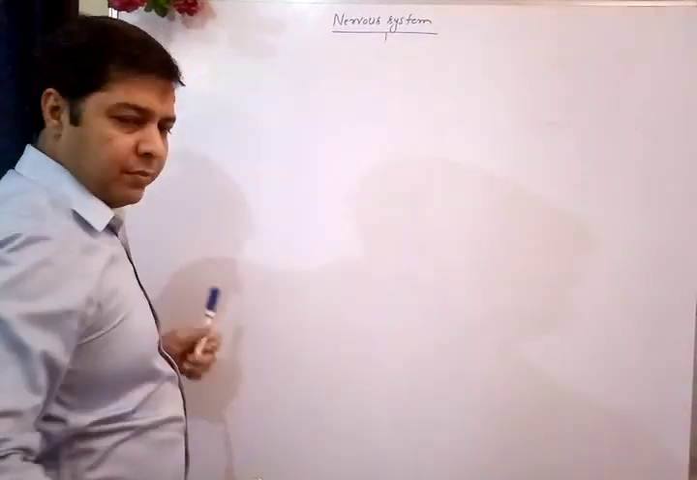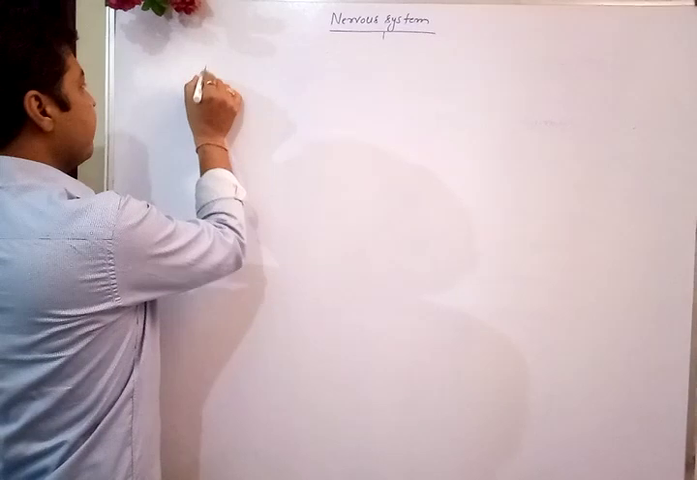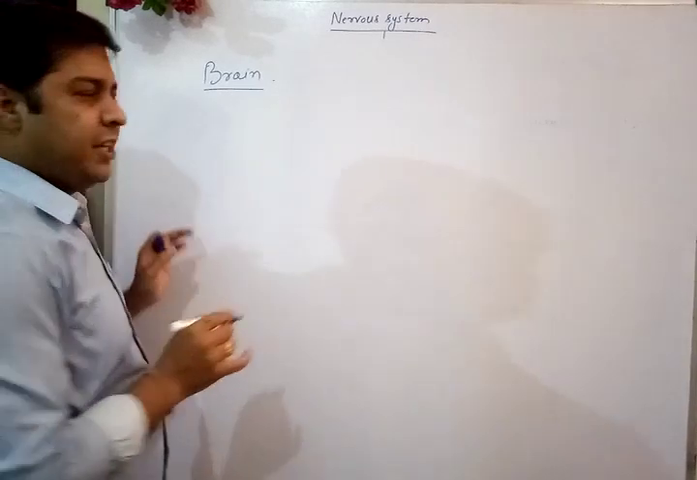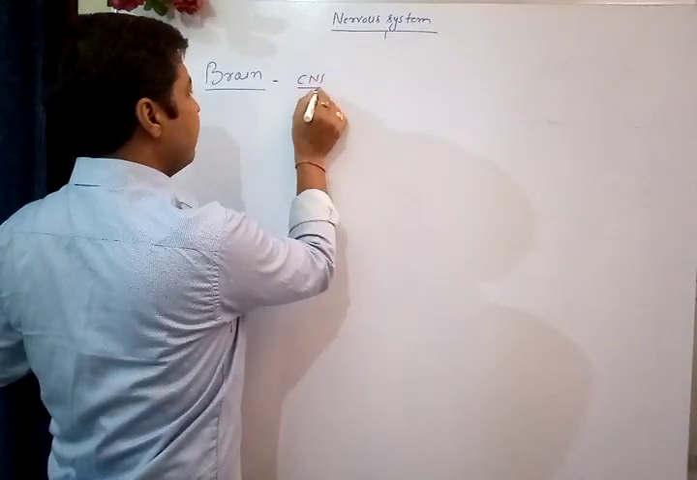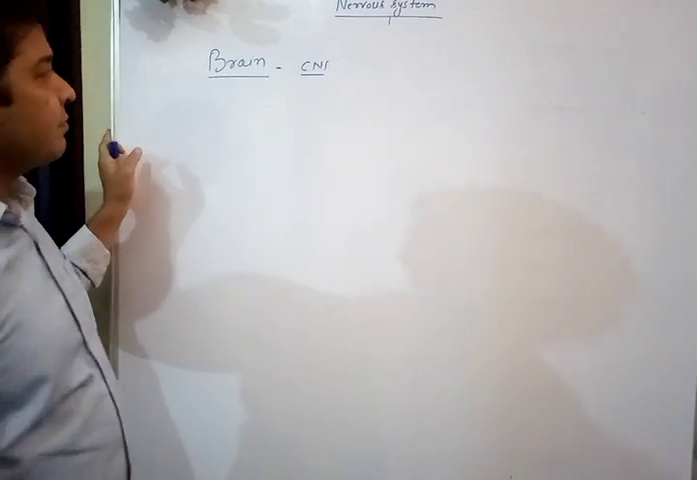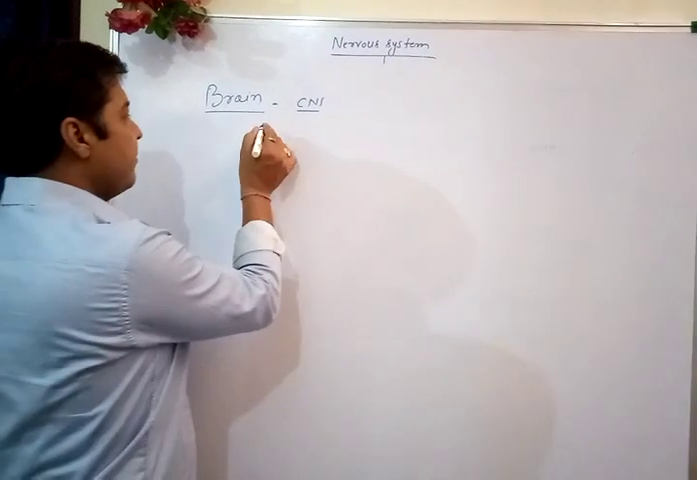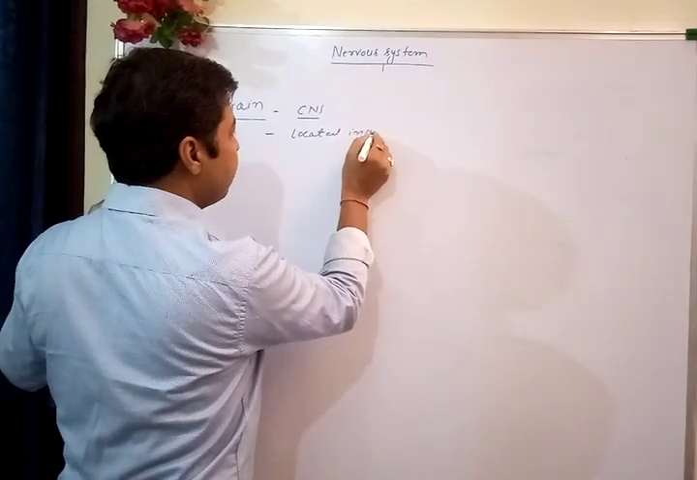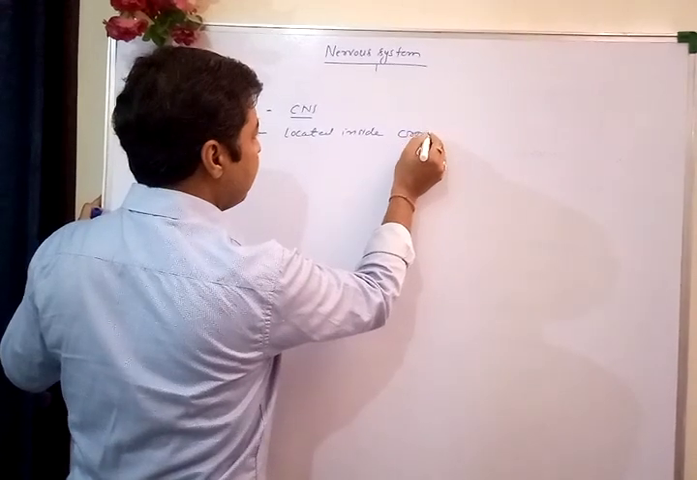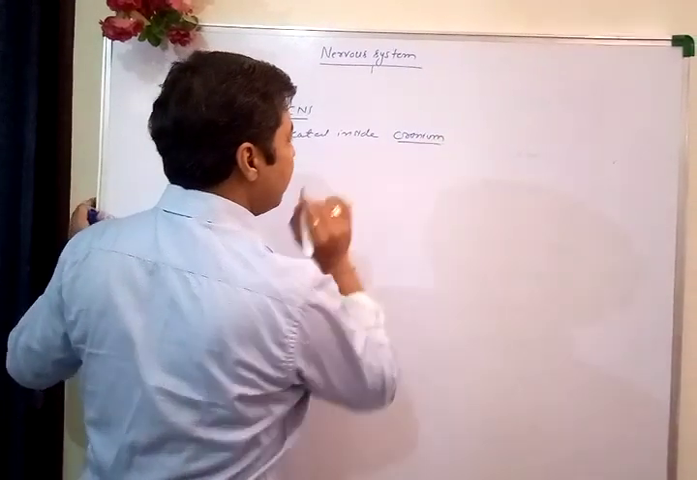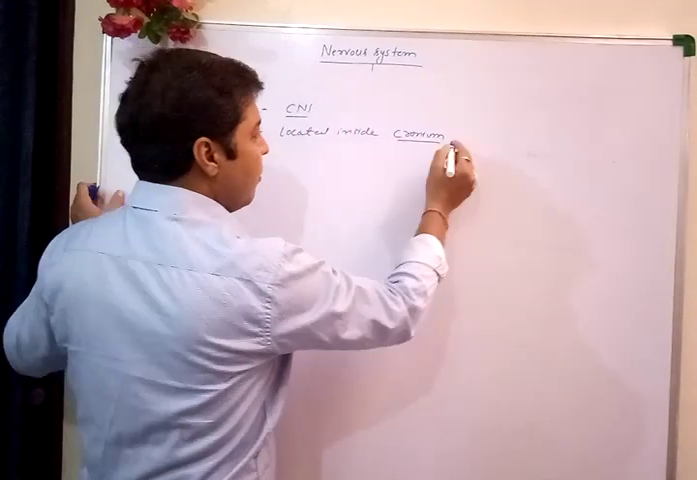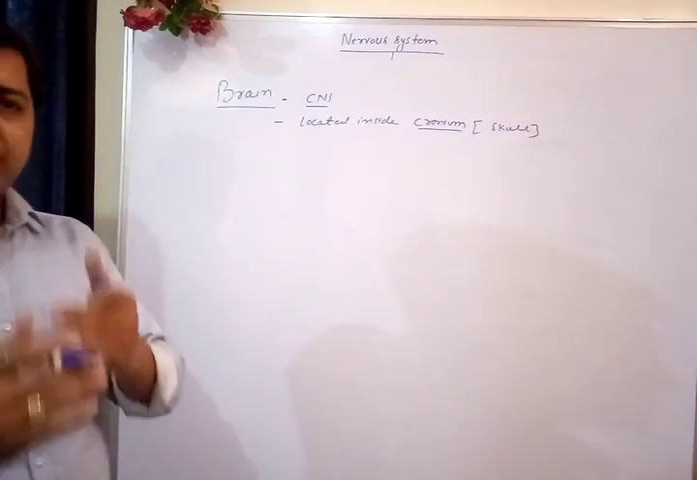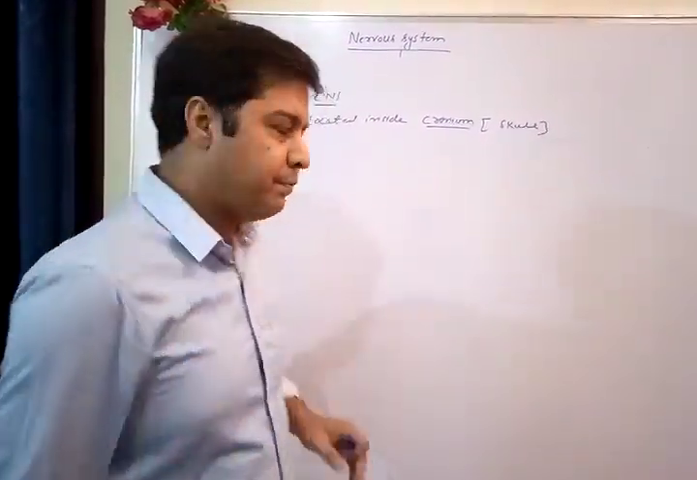Now coming to the brain. It is part of the CNS, the central nervous system. It is located inside the cranium. Cranium means the skull. The brain is protected by the skull, the cranium.